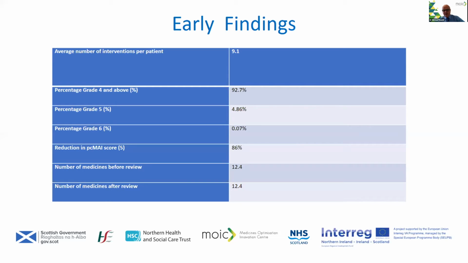We've also been looking at the MAI score. The lower the score, the more appropriate the medication. Our score has typically been reduced by about 86% in these patients. Interestingly, and I think this is the key point, the number of medicines before review was 12.4, and the number of medicines after review is 12.4. So I think it highlights the point that was being made.